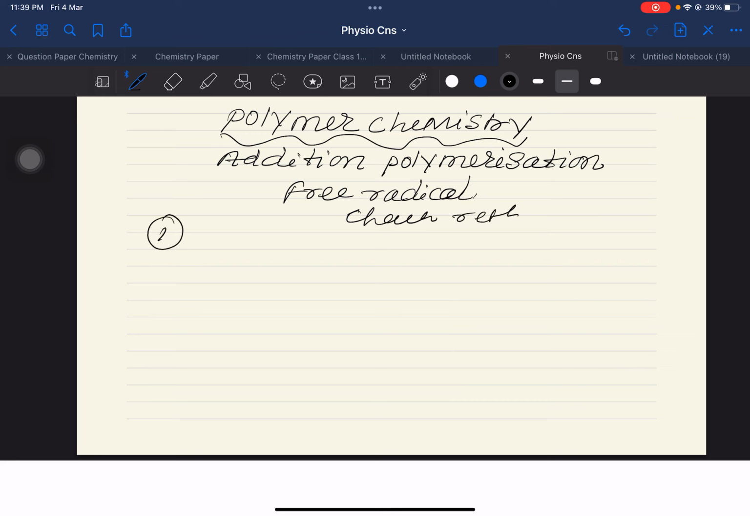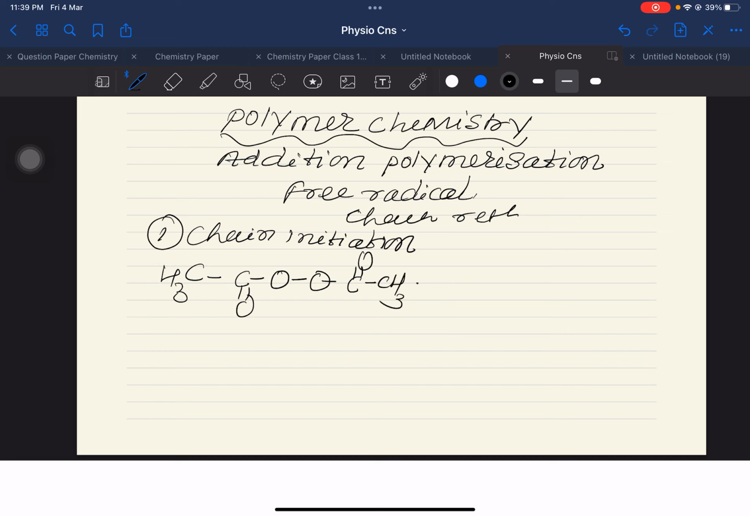First one is the chain initiation. Second one is chain propagation and third is chain termination. From this chain initiation, the reaction for this is: acetyl peroxide forms a methyl radical.